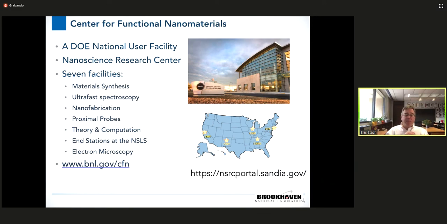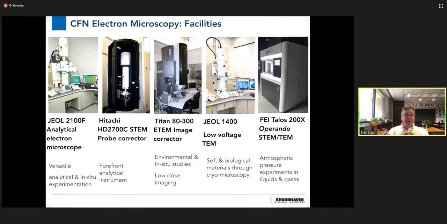So the CFN has 5 total electron microscopes. That represents about $20 million worth of equipment. They are, as shown on the left, a JEOL 2100F analytical electron microscope. It's a very versatile instrument. It does TEM, it does STEM, it has EELS, it has EDS, it has a wide variety of dynamic microscopy capabilities. So that's actually one of our most commonly used instruments.